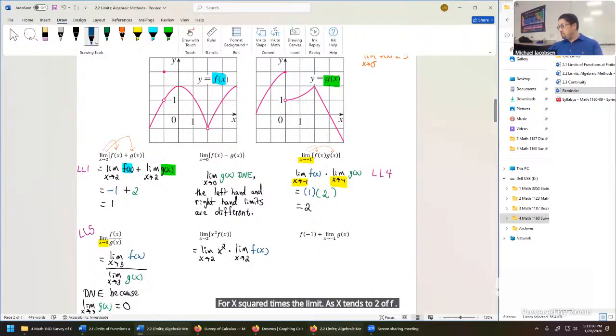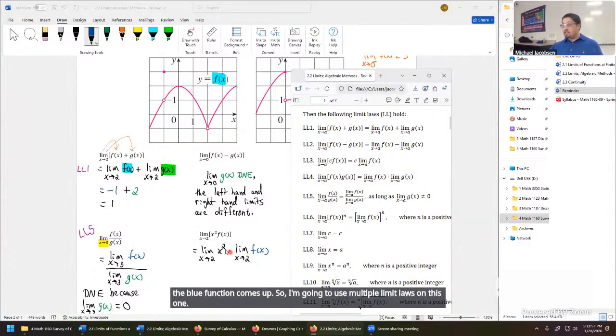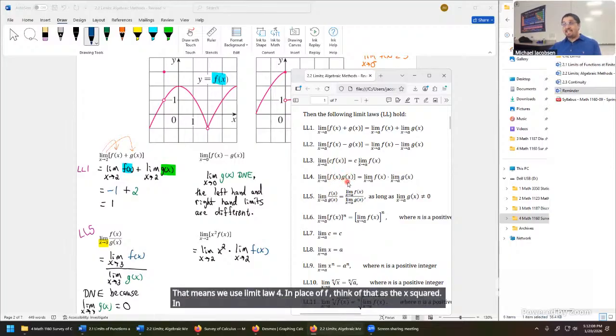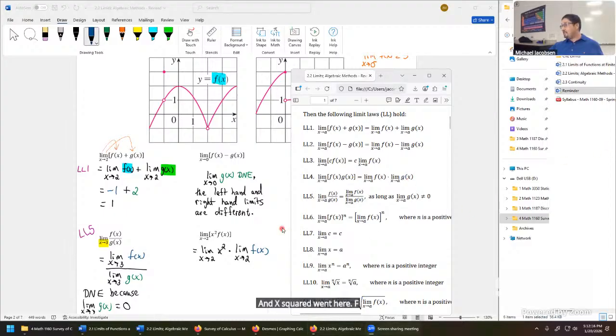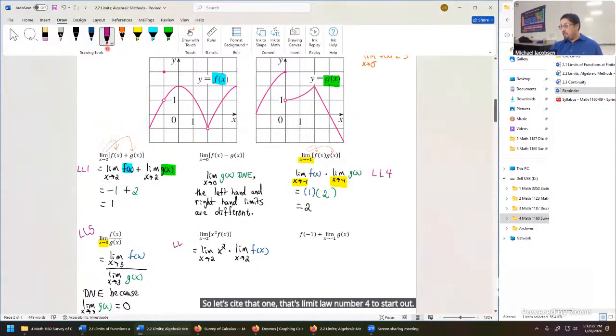The blue function comes up. So I'm going to use multiple limit laws on this one. On this one, we had two functions multiplying, x squared times f of x. That means we used limit law 4. In place of f of x, think of that as the x squared. In place of g of x, think of that as the original f of x in the problem. And x squared went here, f of x went right here. So let's cite that one. That's limit law number 4 to start out. LL4.